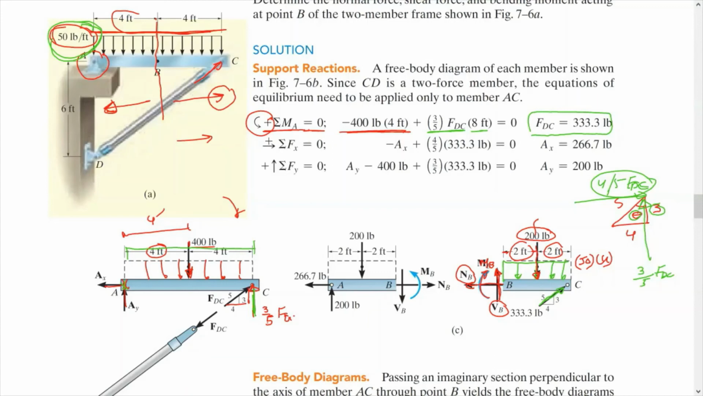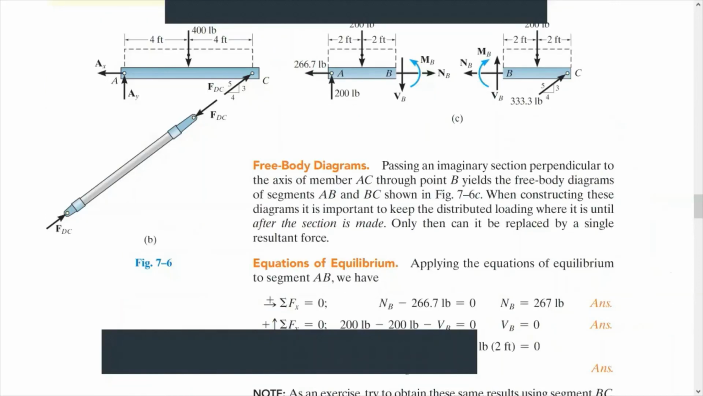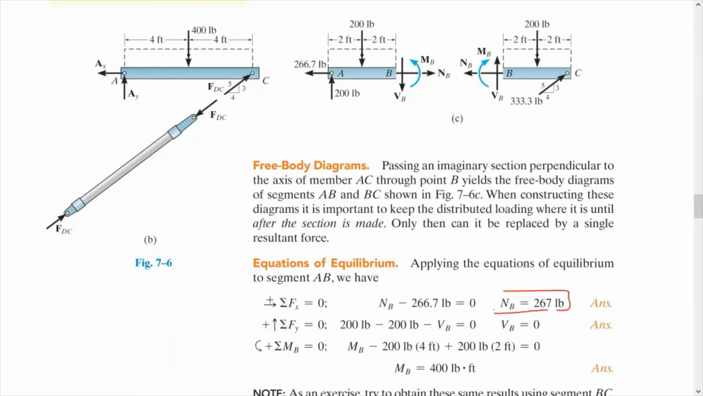In this case, if we take the summation of F_x equals 0, assuming positive to the right, we have minus N_B. What else? We have the horizontal component of this force, which is plus this force, 333.3 times 4/5. We found it here. This equals 0. From this, we will get N_B. So N_B is equal to 267 pounds. This is the horizontal component of this force, F_CD, or DC.